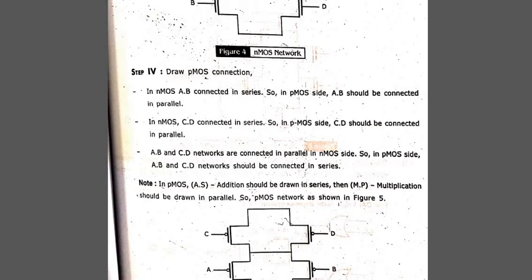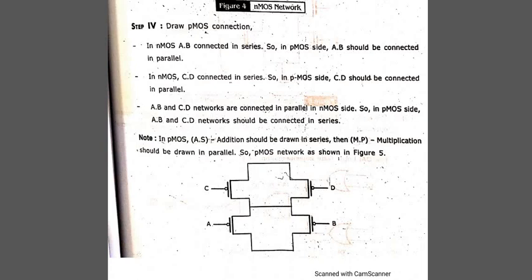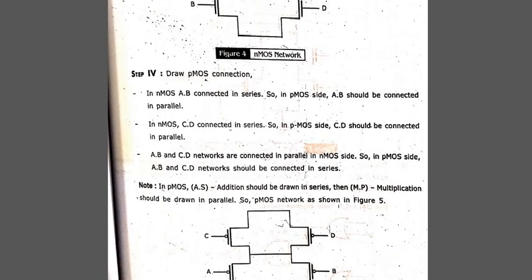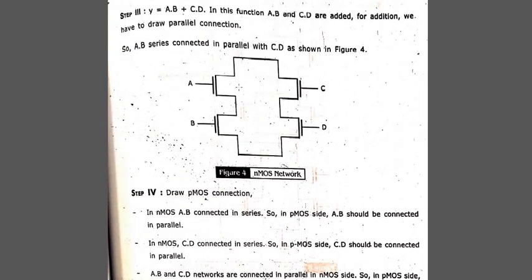So here, the addition line, as I have said, we again have to draw in series. Now in NMOS, AB is connected in series, so on the PMOS side AB should be connected in parallel, and in NMOS CD is connected in series. So the PMOS lines should be connected in parallel, so there will be a vice versa between these two. This is the consideration I am showing for PMOS. This was your NMOS: for the addition operation we connect in parallel, and for multiplication they are connected in series.